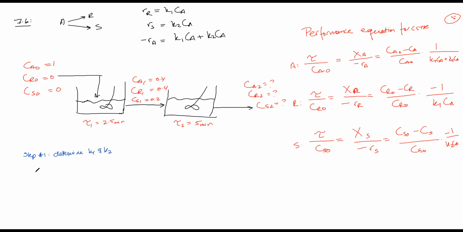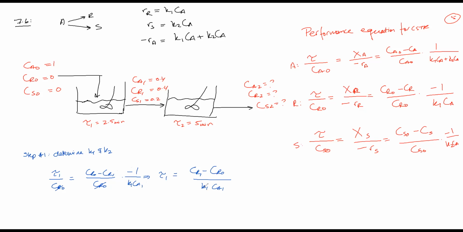Writing the performance equation of R, it's going to be tau 1 over CR naught. This is equal to CR naught minus CR over CR naught multiplied by minus 1 over K1 CA. I'm going to cancel these. So basically, tau 1 will be equal to, and I'm going to use this minus to flip these two around, CR minus CR naught, or CR1 in this case, because the output here we're labeling as CR1, divided by K1 CA1 as well, because the output here is CA1.